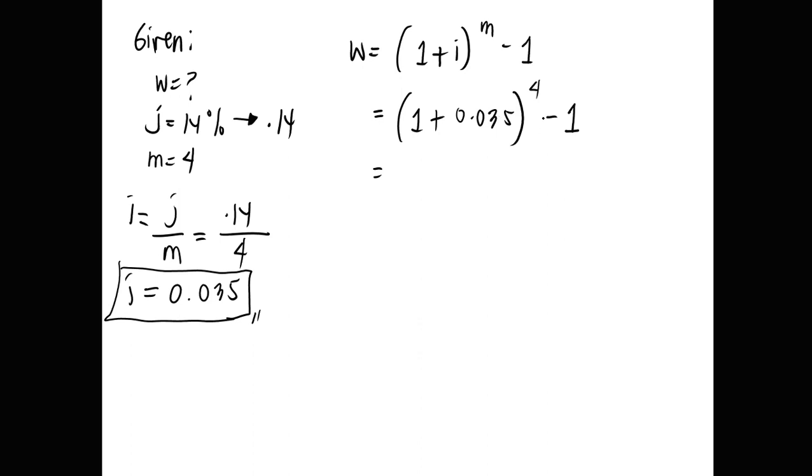So, again, PEMDAS means parentheses, exponent, multiplication, division, addition, and subtraction. So, you need to solve first the parentheses. Yung nasa loob po muna ng parentheses. We have 1 plus 0.035. Of course, that is 1.035. And then, copy po yung the rest. Okay, ano lang ginawa natin? Sinolve lang natin yung nasa loob ng parentheses.